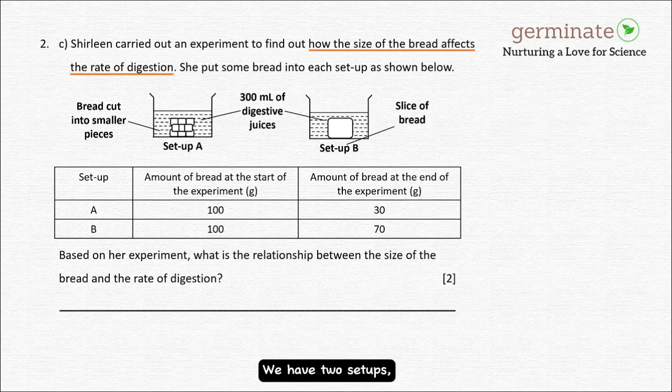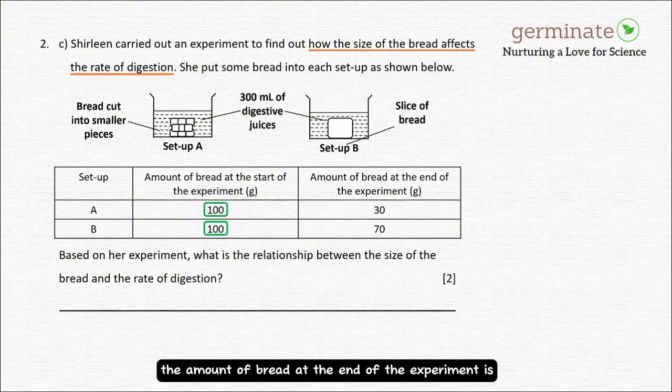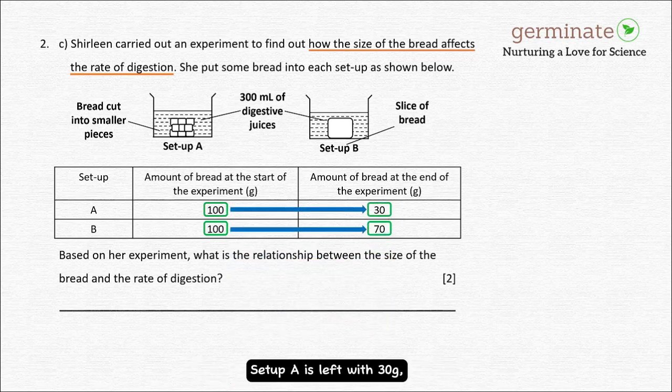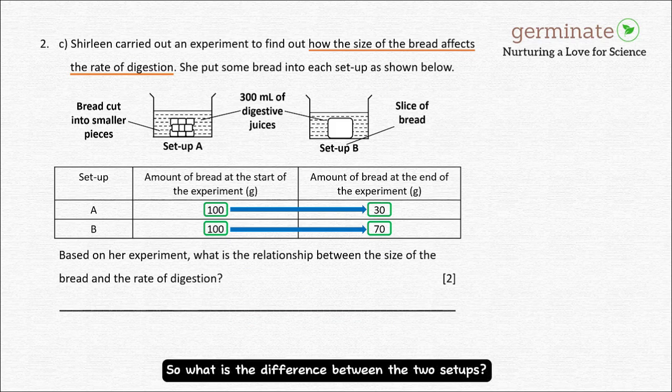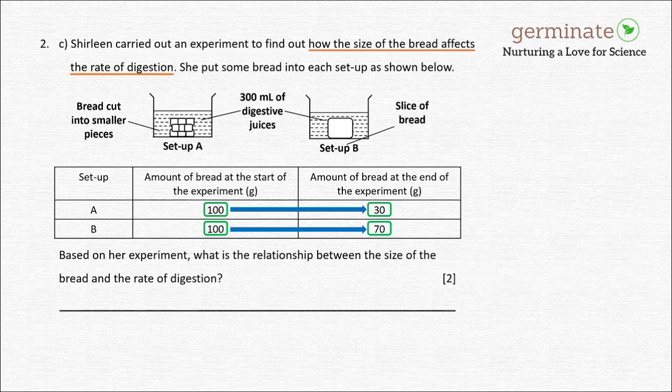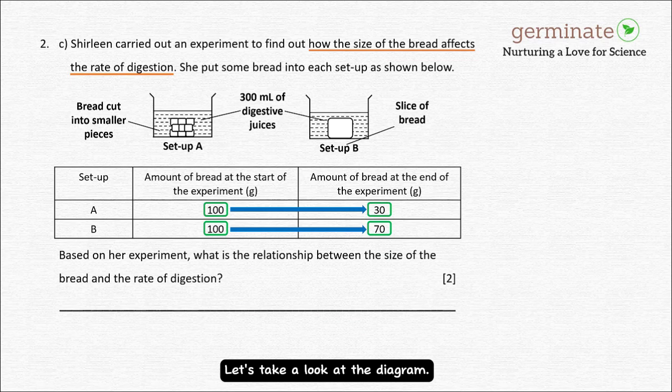We have two setups, A and B, with the same amount of bread at the start of the experiment at 100 grams. However, the amount of bread at the end of the experiment in setup A is much lower compared to setup B. Setup A is left with 30 grams, while setup B is left with 70 grams. So what is the difference between the two setups? Let's take a look at the diagram.